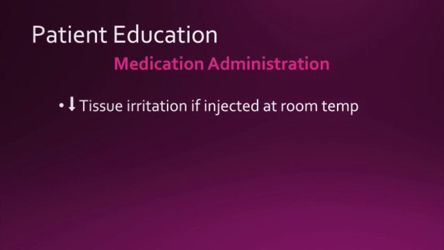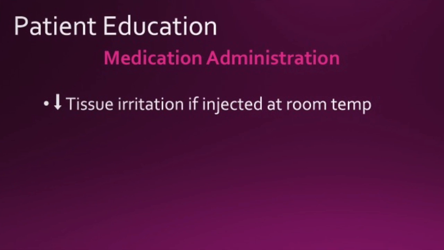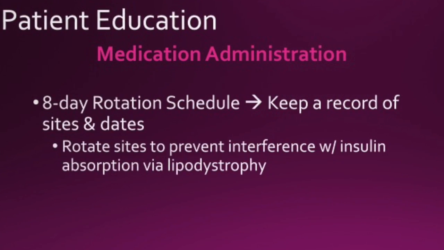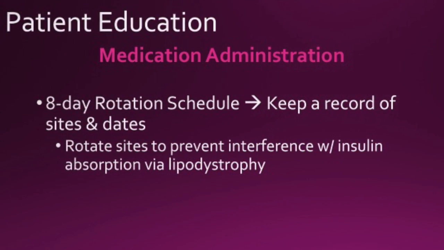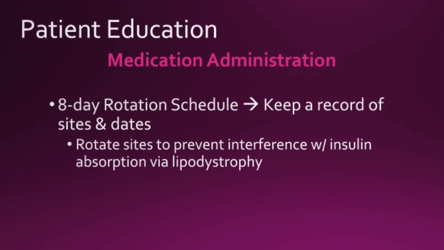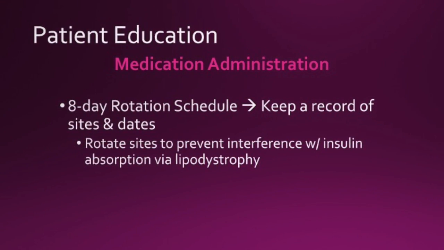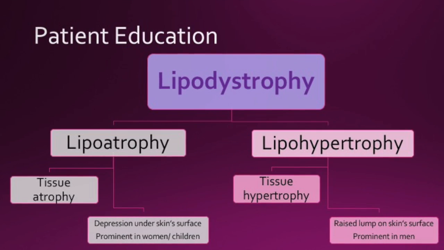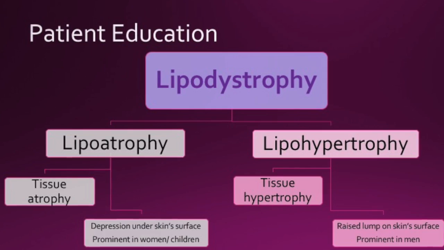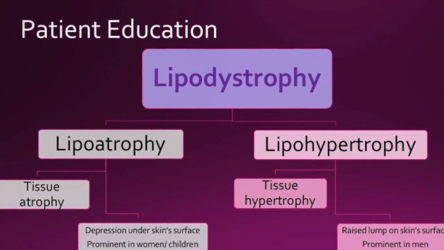More patient education is upon medication administration. You want to let them know that it decreases tissue irritation if injected at room temperature. Definitely instruct your patients to have an 8-day rotation schedule and to keep a record of the sites and date. They need to rotate the sites to prevent interference with insulin absorption via lipodystrophy. Lipodystrophy can result in lipoatrophy or lipohypertrophy. Lipoatrophy will result in tissue atrophy, which is depression under the skin's surface.